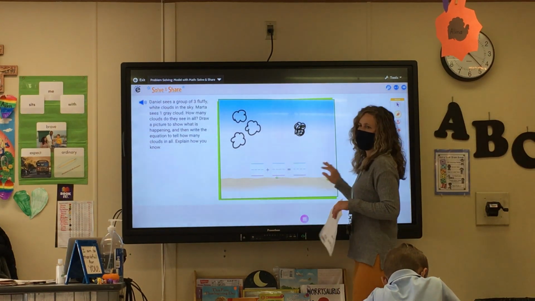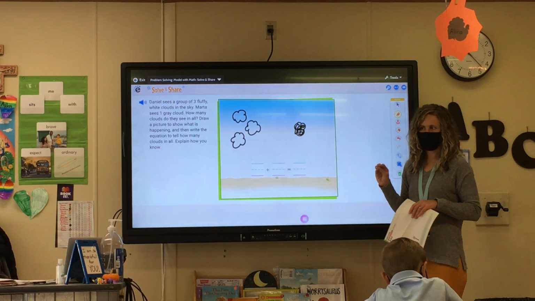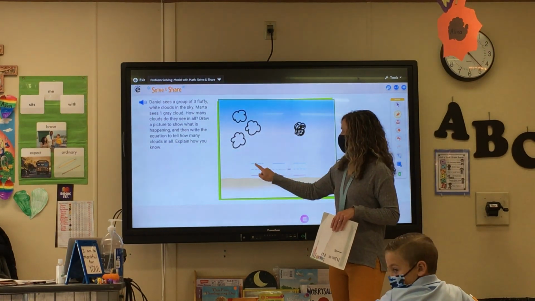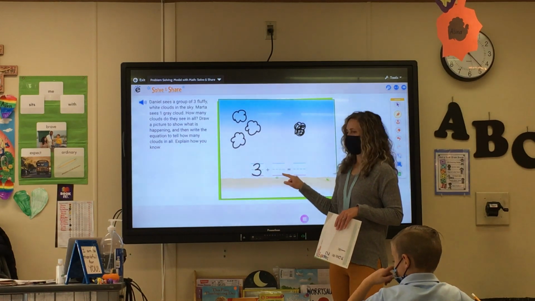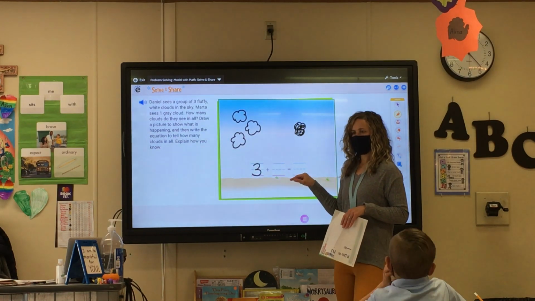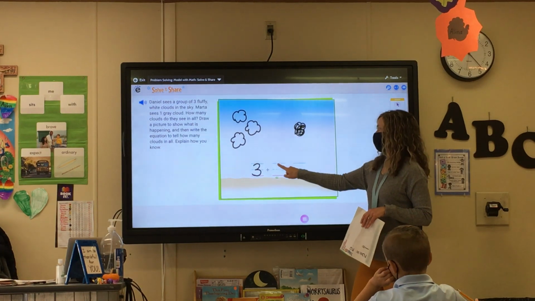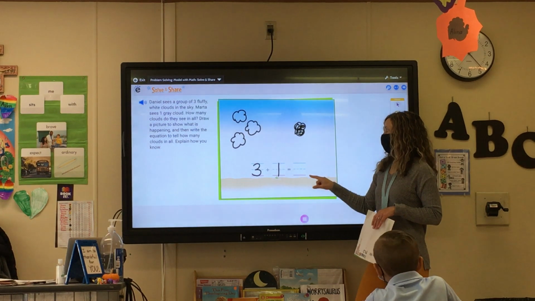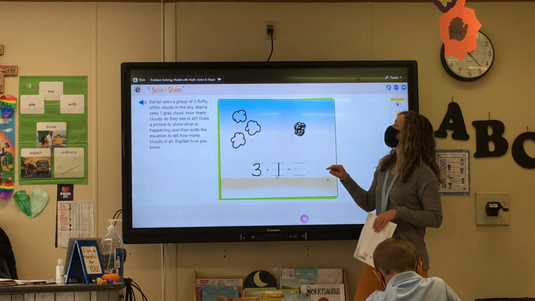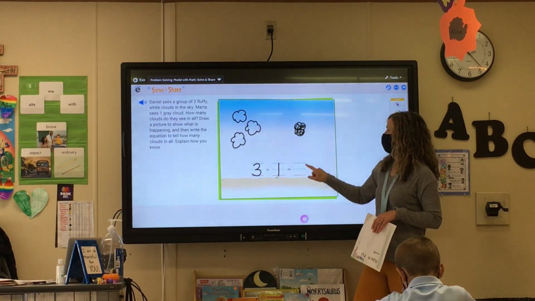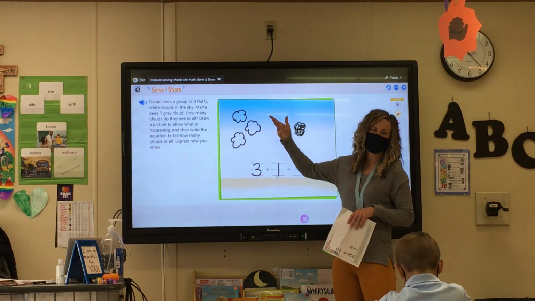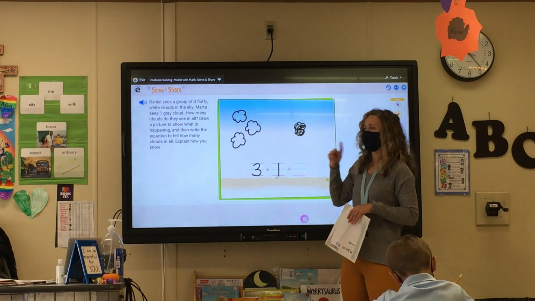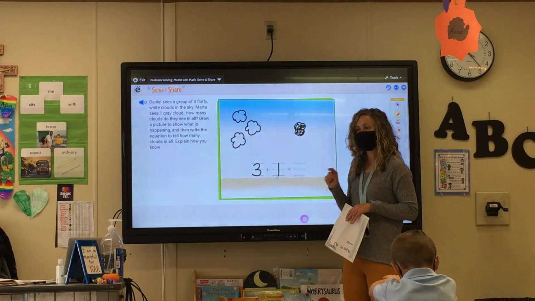Okay, so let me ask you now. What should our equation be to match our picture? Okay, Evelyn, what should our equation be? 3. Okay, there's the plus sign for us. 1. 3 plus 1 equals 5? 4 actually. Okay, well let's double check. Let's go back and count it so we know that that is the right sum. 1, 2, 3, 4. So 3 plus 1 equals what, Evelyn? 4.